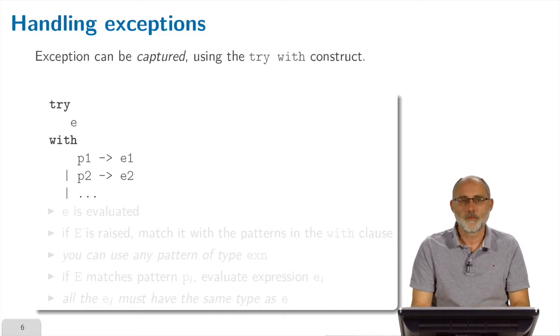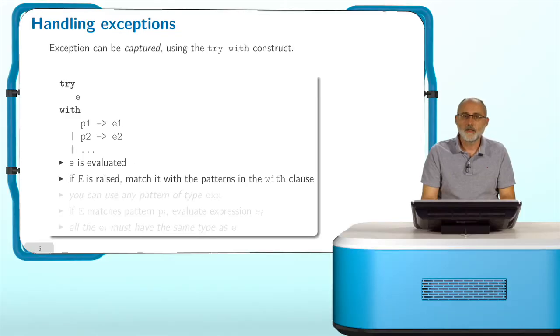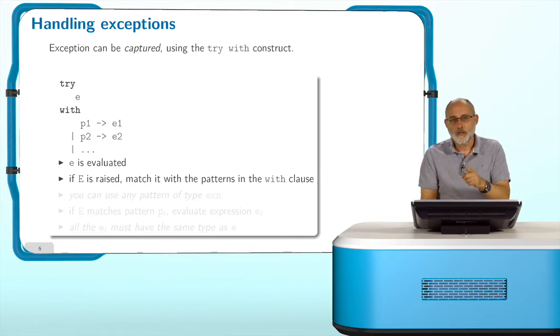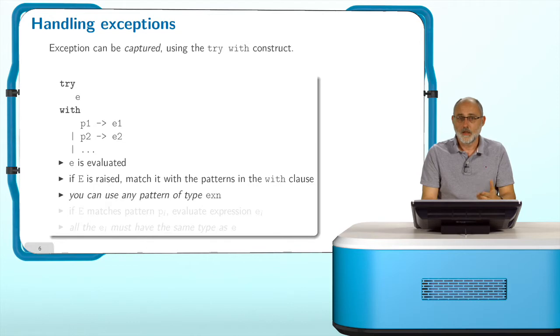What happens? Well, basically the expression E is evaluated. If it doesn't raise any exception, fantastic. The result of the try with construct is just the result of E. But if an exception, let's say capital E, is raised, then this exception is matched with all the patterns that come after the with clause. And here, it is just general pattern matching, you can use any legal pattern.